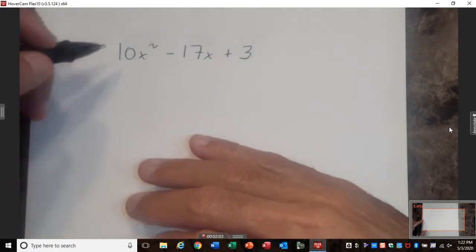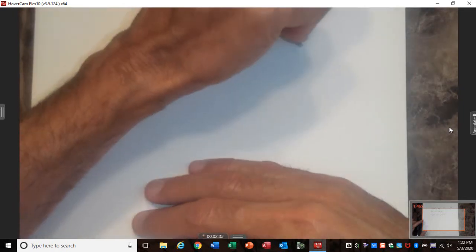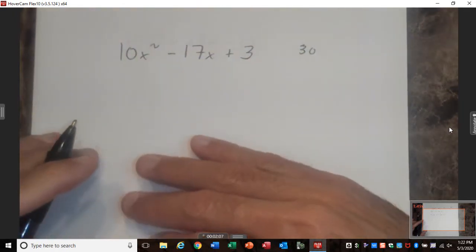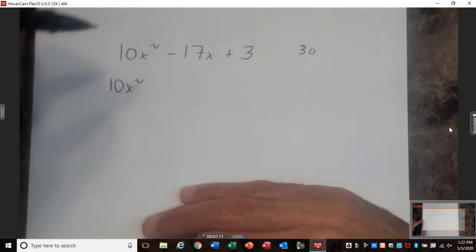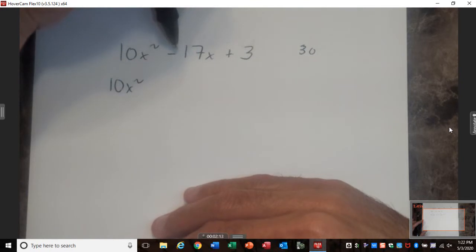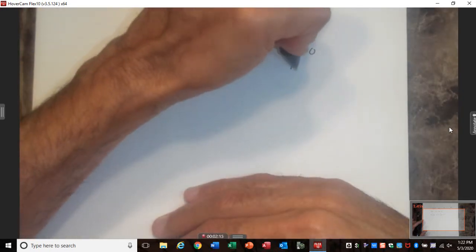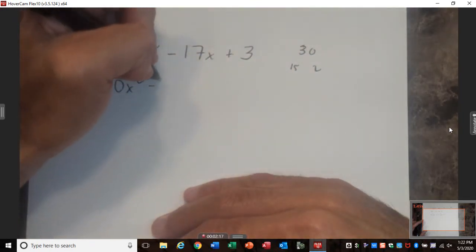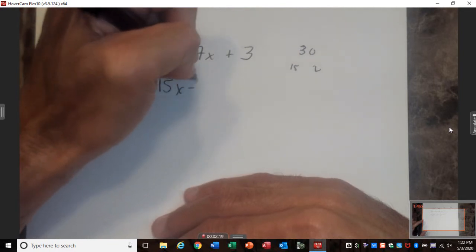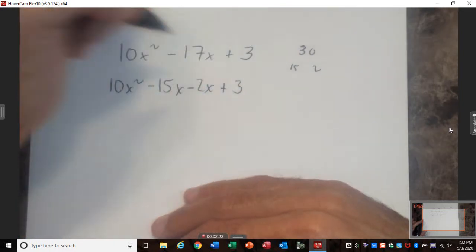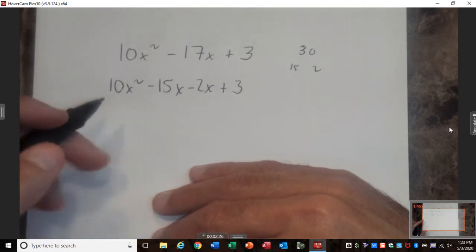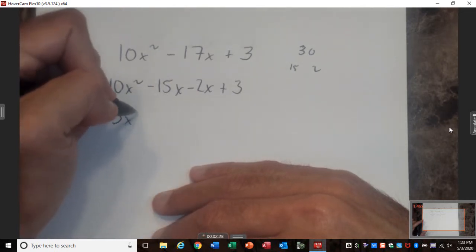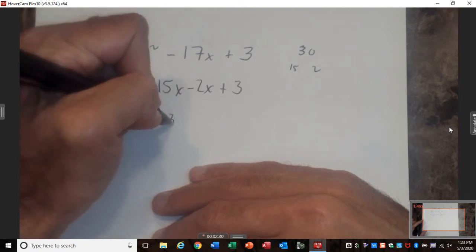One more of these. 10 times 3 is 30. I'm going to kind of just do this a little bit quicker now. Drop the 10x squared down. Okay, factors of 30 that add up to 17 are 15 and 2. So we're going to go minus 15x minus 2x plus 3. Okay, what's common here is a 5x. So we'll go 5x, and then we'll go x minus 3.